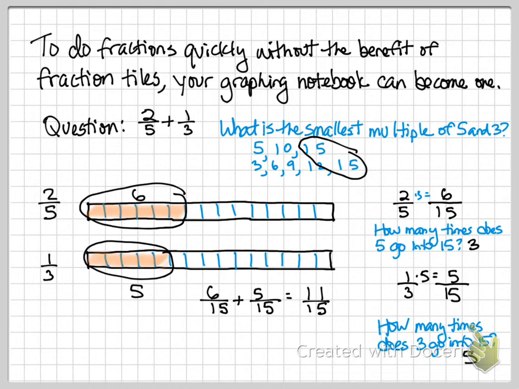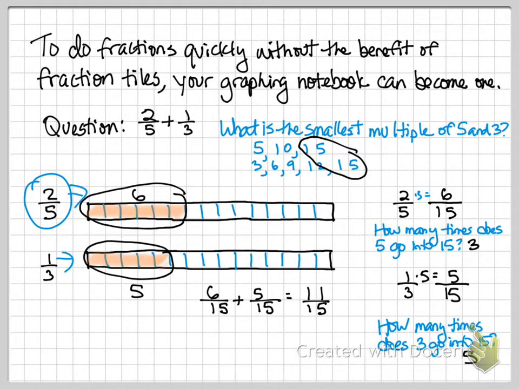To do fractions quickly without the benefit of fraction tiles, your graphing notebook can become one. So in this question, I have 2/5 plus 1/3, and I ask myself, what is the smallest multiple of 5 and 3? By skip counting, I get to 15. In my graphing notebook, I'm going to draw a rectangle that is 15 squares long, and I'm going to do that 2 separate times. My 2/5 is here and my 1/3 is here.